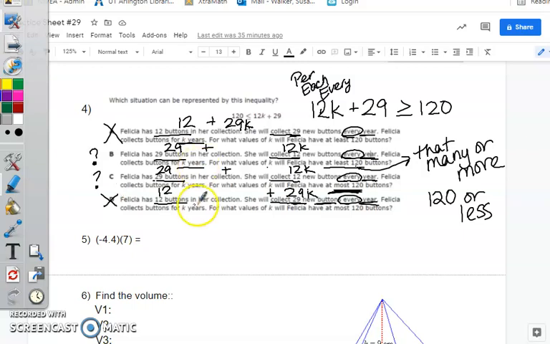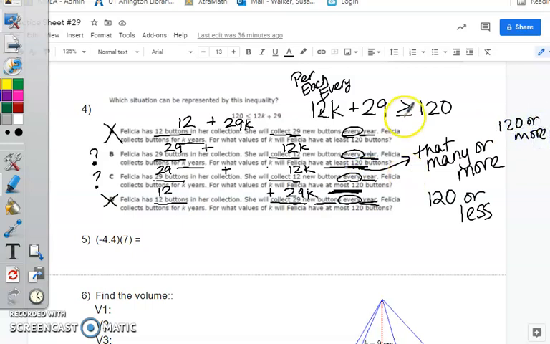So basically, the end is the only thing that's different, okay? Felicia has 29 buttons in her collection. She will collect 12 new buttons every year. 29 buttons, she's collecting 12 buttons every year. Okay, she starts with 29, she's getting 12 every year. For what values of K will Felicia have at least 120 buttons? So she needs 120 or more.